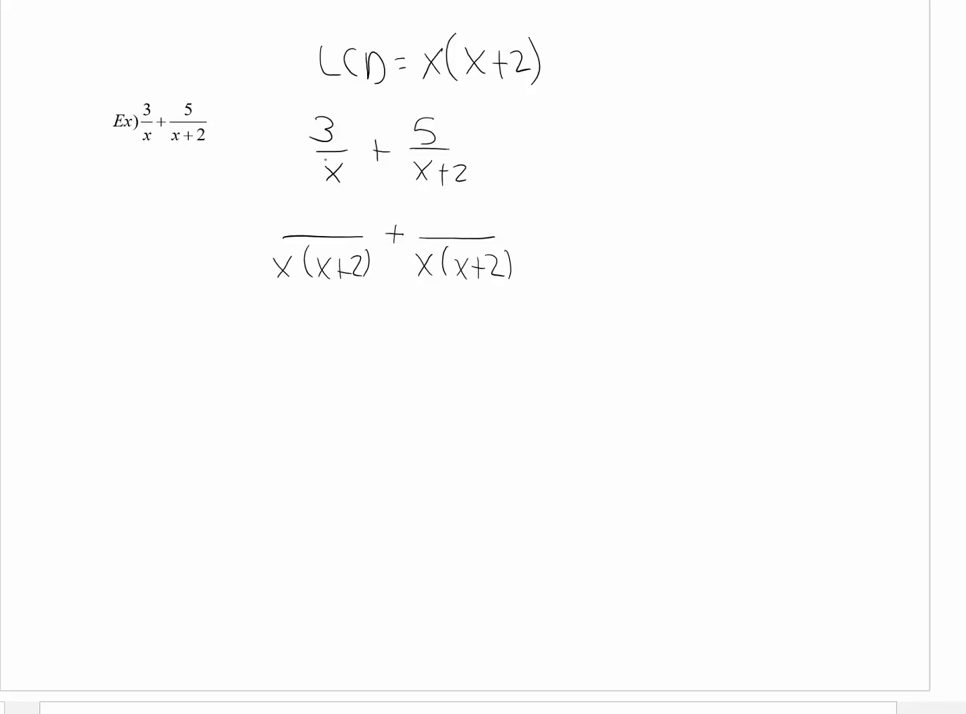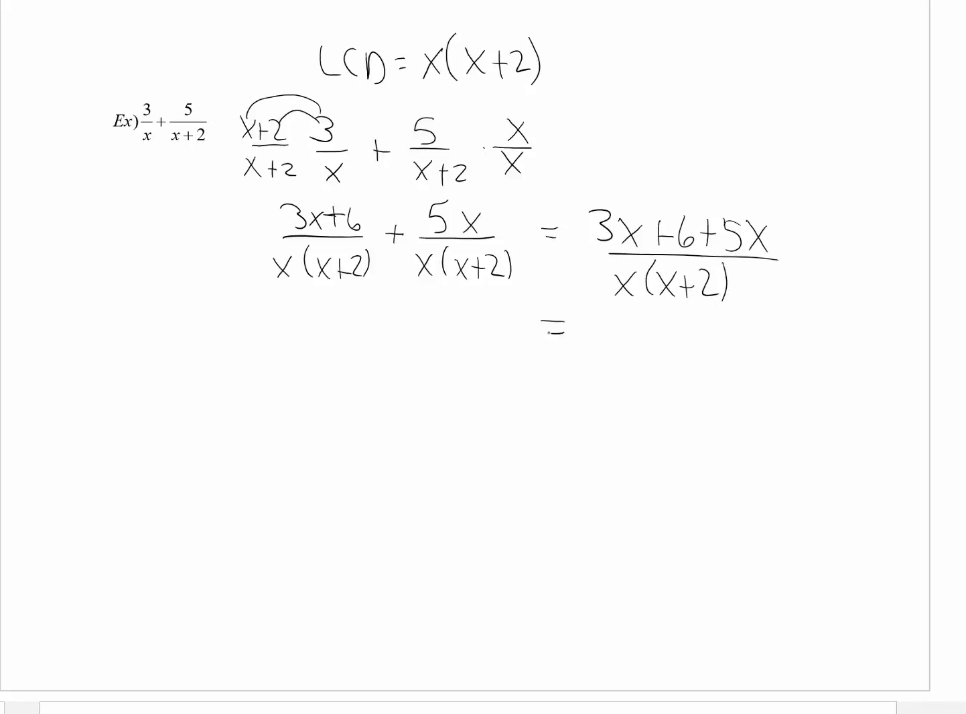Okay, what factor am I missing here that's in my LCD here? Well, that's x plus 2. I need to multiply the top and the bottom by x plus 2. Now, you're taking a binomial times a monomial, so we're going to distribute. That's 3x plus 6. Now, what factor am I missing here that's in my LCD here? Well, that's an x, so I'm going to multiply the top and the bottom by x. 5 times x is 5x. I can rewrite this as 1 fraction. 3x plus 5x is 8x, plus 6 over the denominator.